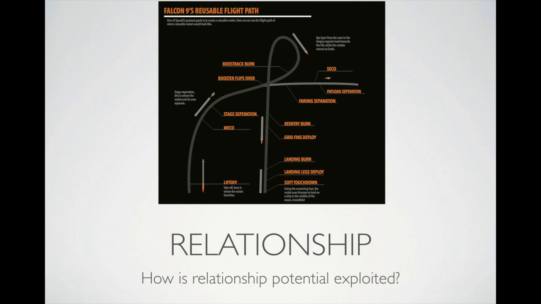The launch profile of a Falcon 9 rocket is a pretty good topic to exploit relationship potential. In this display, I draw, quite literally, lines between launch steps to show the relations. So for example, here you can see where liftoff is happening, where stage separation is happening, and then where the re-entry burn is ignited.